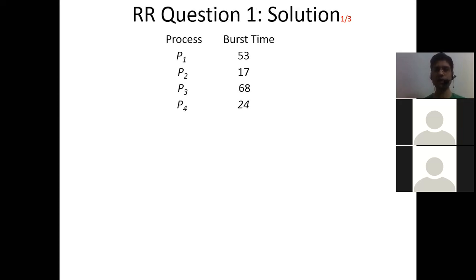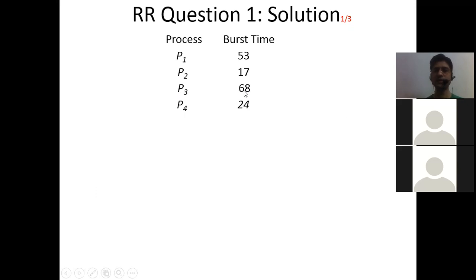Now what we have to do, we have to give the 20 unit time chunk to P1. Firstly, 20 unit time is given, then 53 minus 20, that is 33 remaining time of P1 will be there. Then we will go to P2 and give the 20 unit time to this 17. Now, as you can see that burst time is 17 only and time quantum is 20, right? So it will have execution in the first turn in itself.